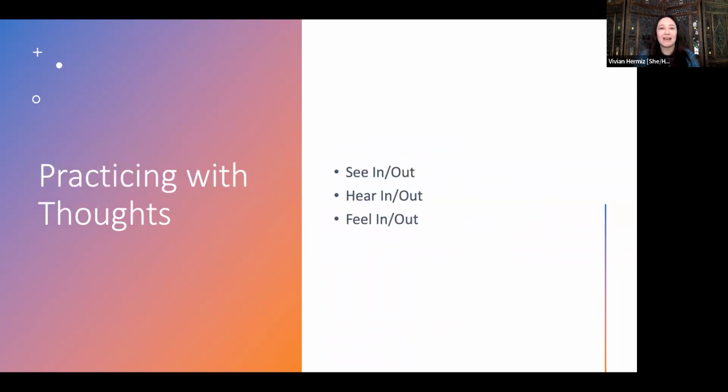So the practice I thought we would do today in practicing with thoughts is a practice from the Unified Mindfulness curriculum called See, Hear, Feel. We're going to walk through each one of these individually, and then we're going to do a practice through all of them so you can have an experience. But as we talk through each category of see, hear, and feel, I invite you to test it for yourself as we're going through it.